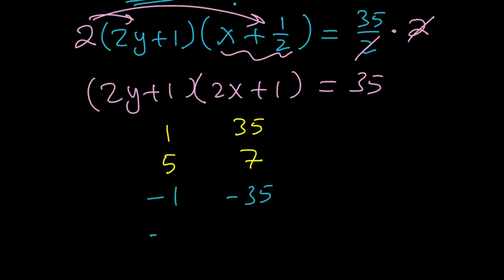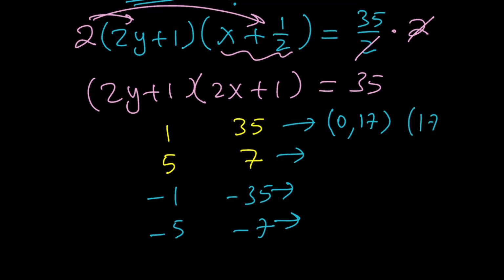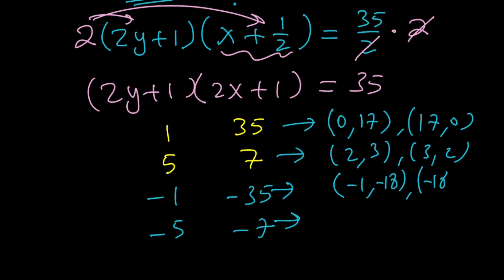-1 and -35 and -5 and -7. Let's see what we get for x and y values from here, but don't forget to double, or maybe switch is a better word, the x and y values. So if 2y plus 1 is equal to 1, that means y is equal to 0, and the second factor gives me 17. Great. So you should also include 17 comma 0, right? And from this one, I get 2 comma 3 and 3 comma 2, of course, by switching. And this one is going to give me -1 comma -18, and of course, -18 comma -1.